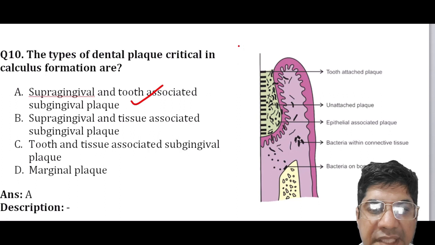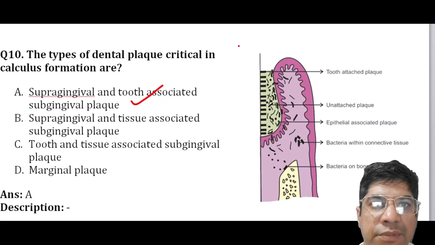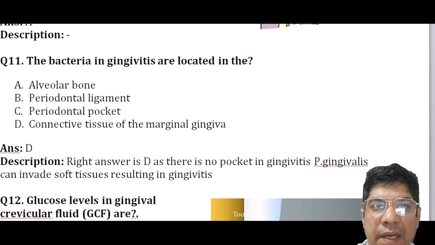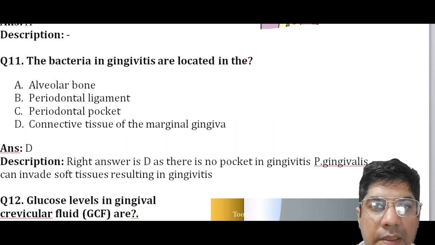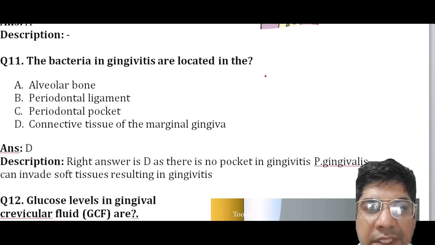The minerals that are necessary for calculus formation are more readily available near the tooth surface. So the source of the minerals is saliva. The bacteria in the gingivitis are located in the gingival crevicular fluid and connective tissue of the marginal gingiva. So the bacteria associated with gingivitis are typically found in the dental plaque.